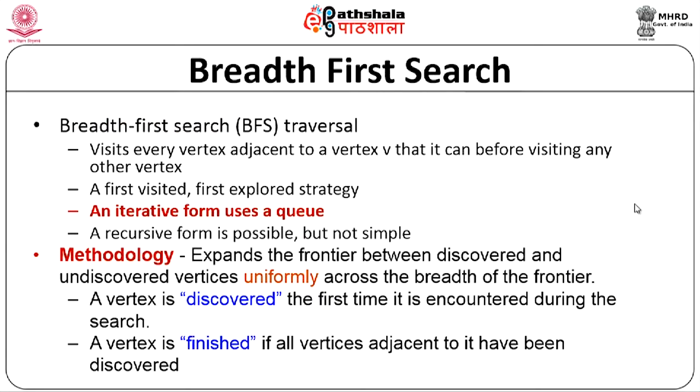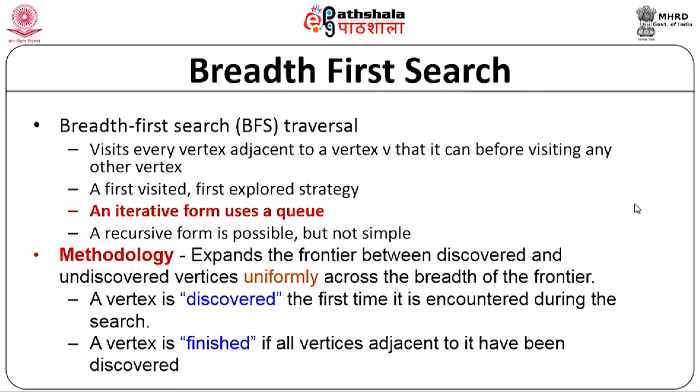Now, let us take the breadth first search. It visits every vertex adjacent to a vertex V that it can before visiting any other vertex. It uses a first visited, first explored strategy. So, whichever node you have first visited, that is the node that is first explored before you go to the next node. A recursive form is possible for the breadth first search. The methodology means it expands the frontier between discovered and undiscovered vertices uniformly across the breadth of the frontier.